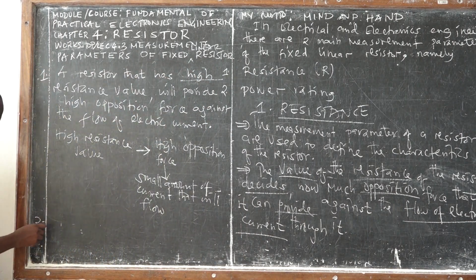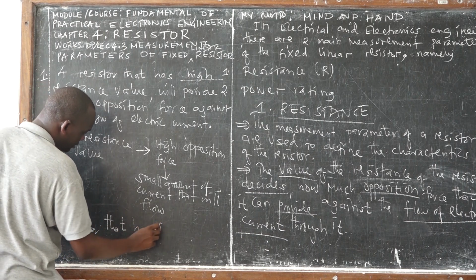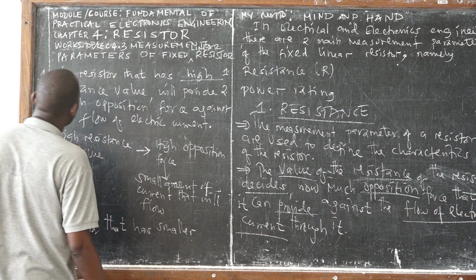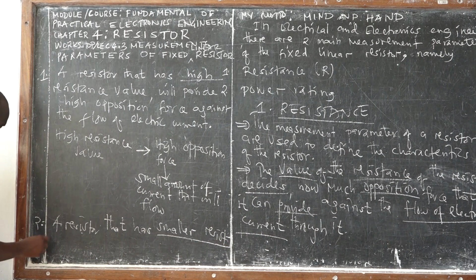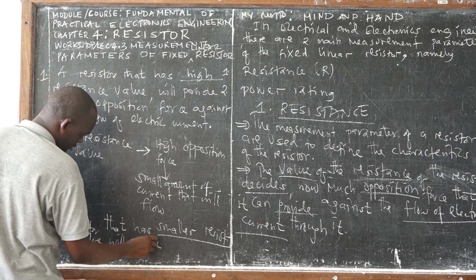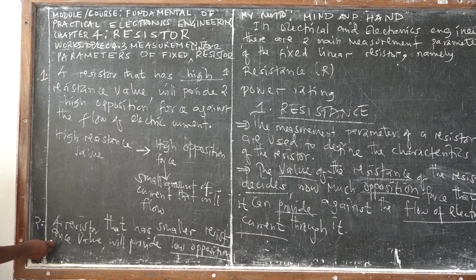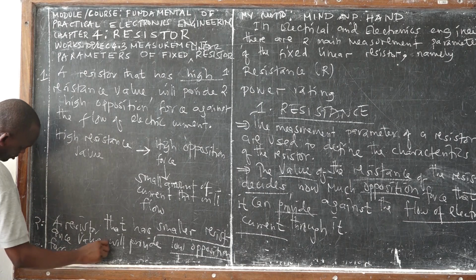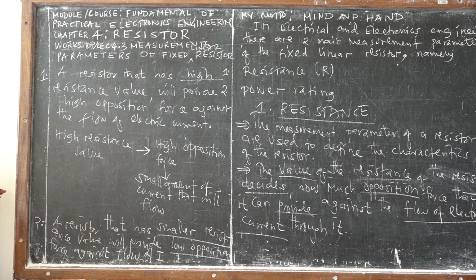The second sentence is this one. We say that a resistor that has a smaller resistance value will provide low opposition force against the flow of electric current.